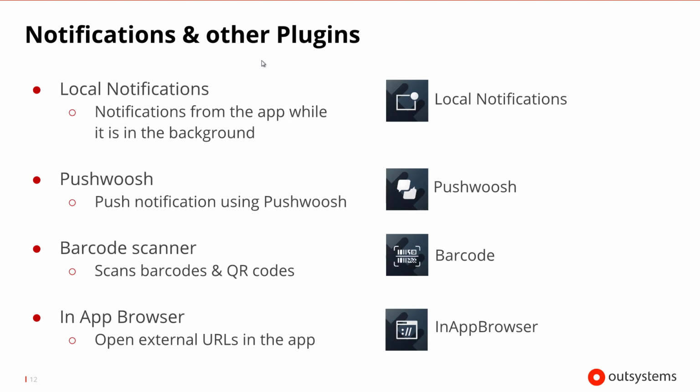There are notifications and other types of plugins. So there's just local notification where we can get a notification from the app while it's running in the background. We have push whoosh notifications that are going to get us notifications from the push whoosh framework. There's barcode scanners to get barcodes and QR code scan. And then there's an in-app browser where we can access external URLs inside the app so we can display information from other websites while we're inside of our mobile app.